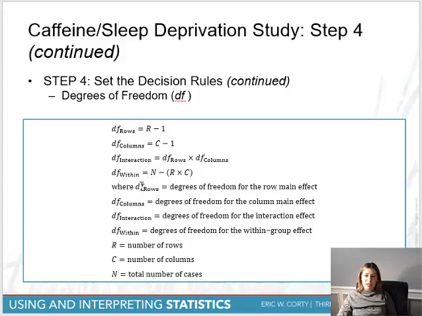We also have our within subjects degrees of freedom. That's the total number of cases minus the number of rows times the number of columns. So in this particular study, we have 3 rows and 2 columns, or 2 rows and 3 columns. So it's total number of cases minus 6, for example.